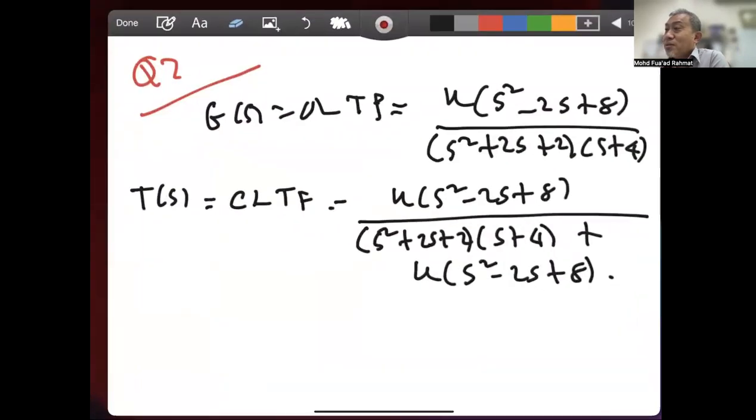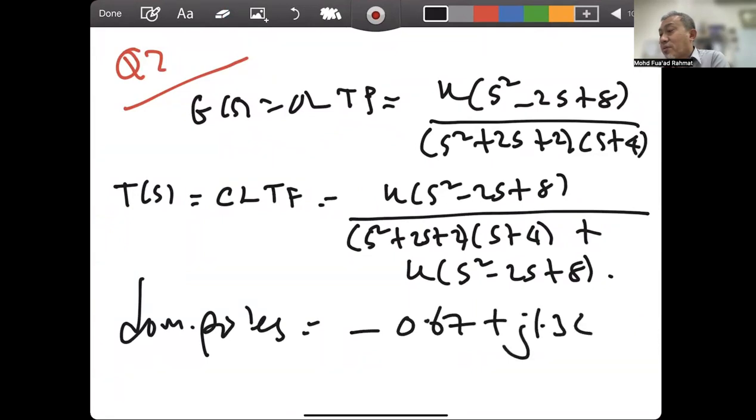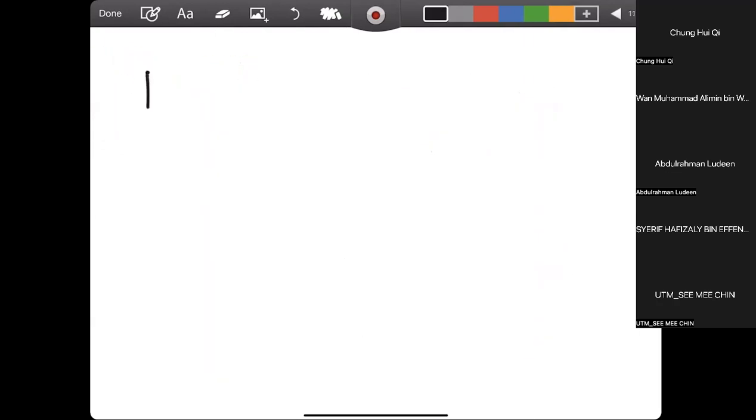Right, so we got the dominant poles, which is minus 0.67 plus j1.34. And then we want to find the K here. So how are you going to do that? How to find K? Insert the value of the dominant poles into the characteristic equation. Insert to where? To the characteristic equation.